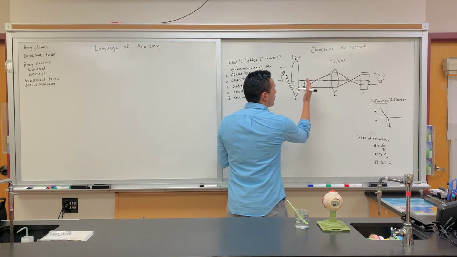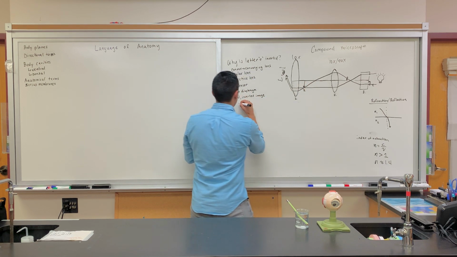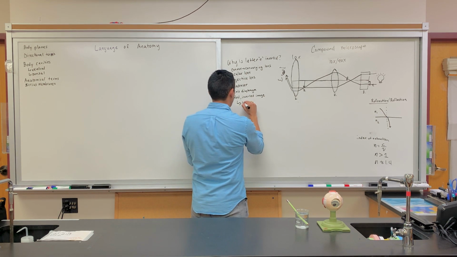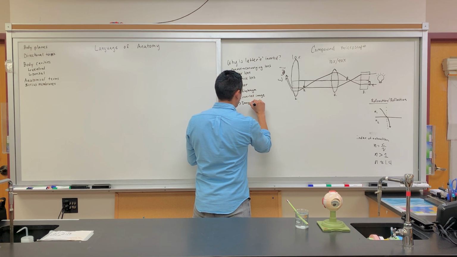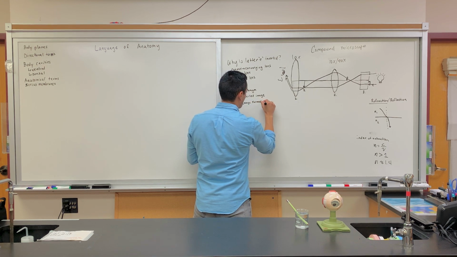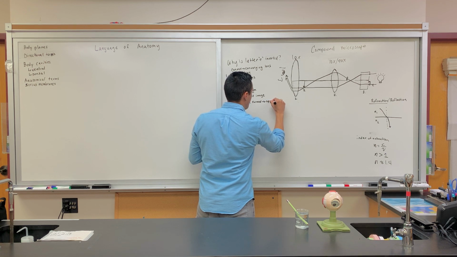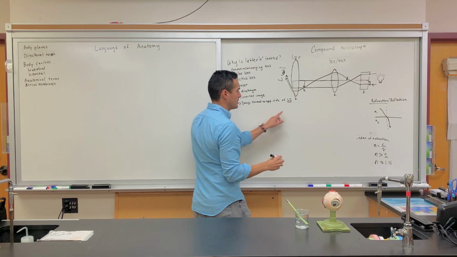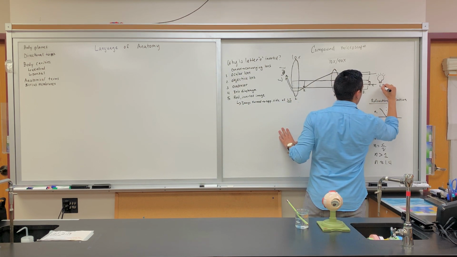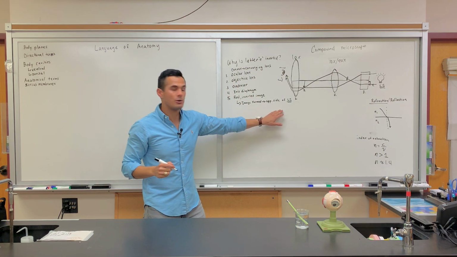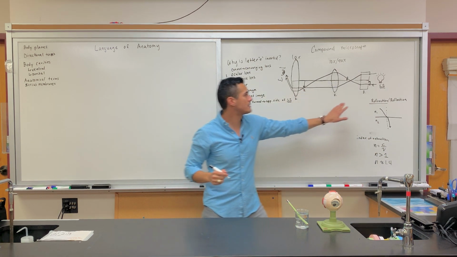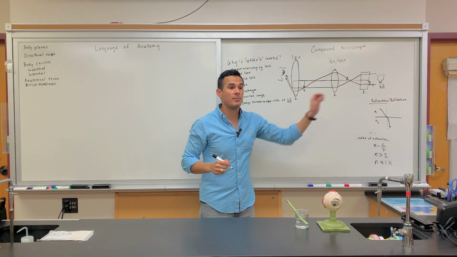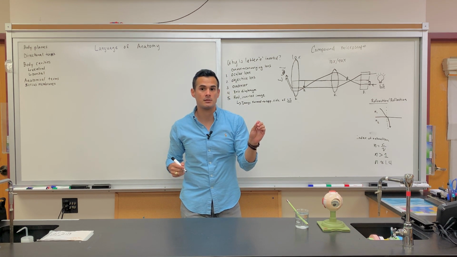And so for the real image, the definition of it, another part of it, is that the image is formed on the opposite side of the light source, which is here. This is our light source. So here is the real image. This is the light source. So the image forms on the opposite side of the light source. But now we're going to discuss what a virtual image is.